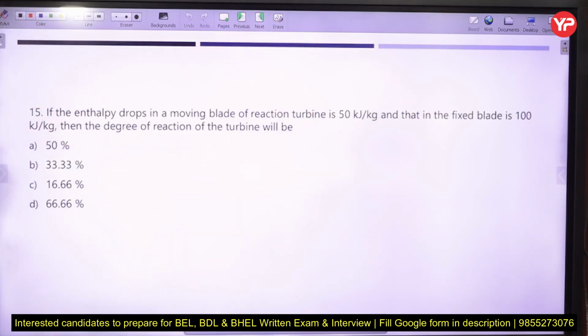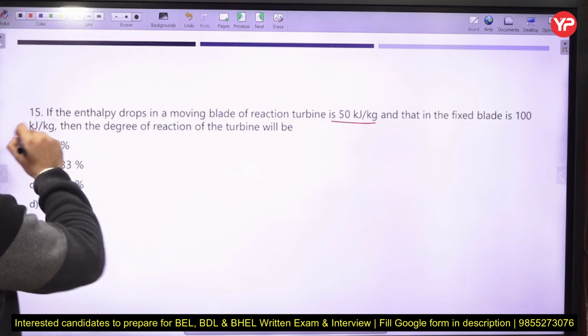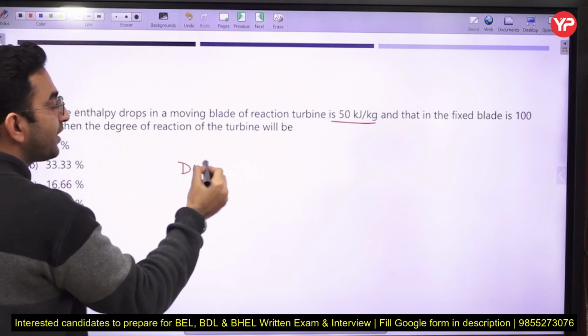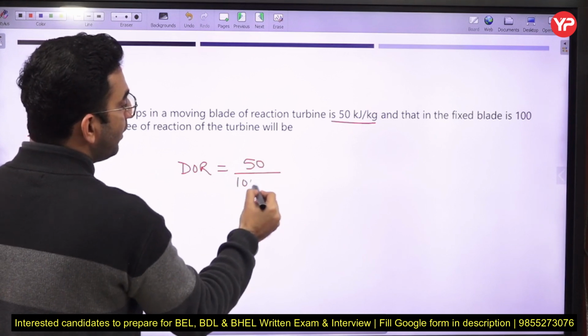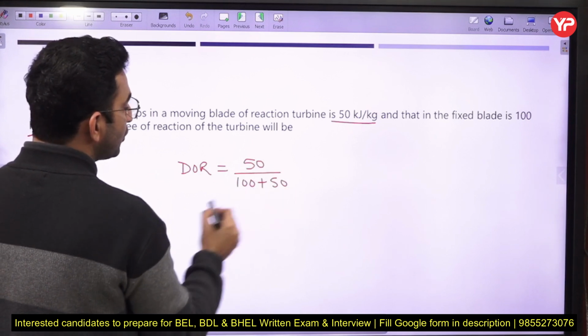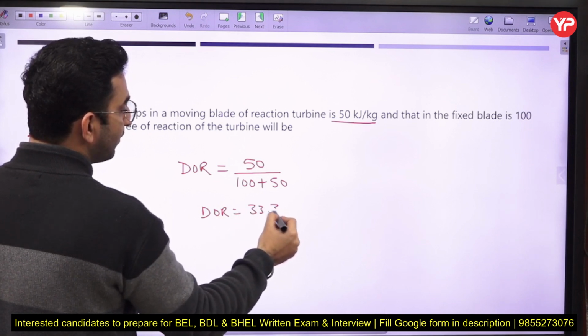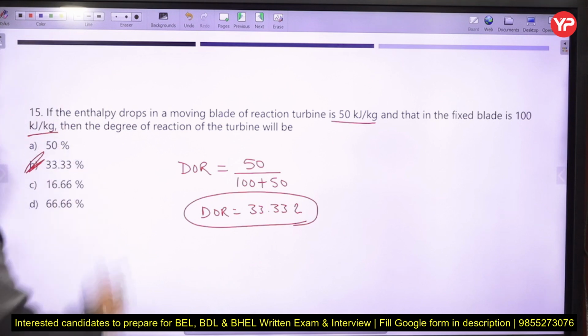Next part, if the enthalpy drop in a moving blade of a reaction turbine is 50 kJ per kg and in the case of fixed blade it is 100 kJ per kg, what will be the degree of reaction? So degree of reaction can be simply found out as 50 divided by 100 plus 50 here. So it will come out to be 33.33% here. So that means the answer B is going to be the correct answer here. Okay, option number B is going to be the next answer here.